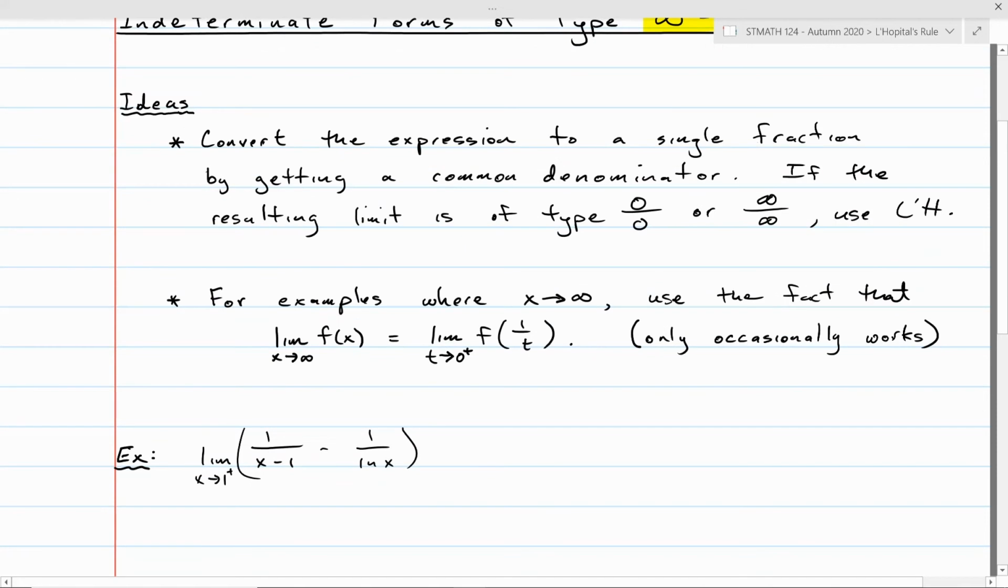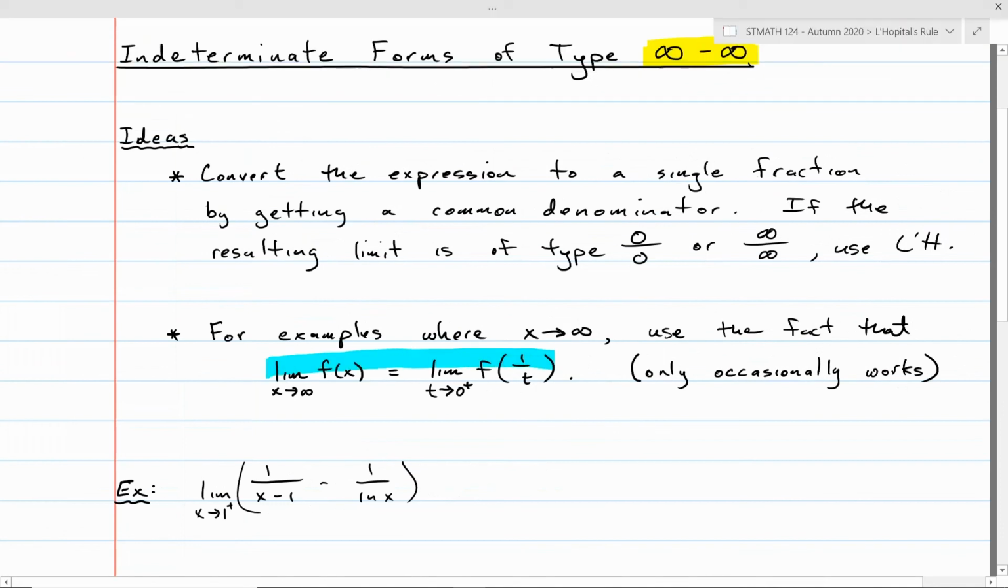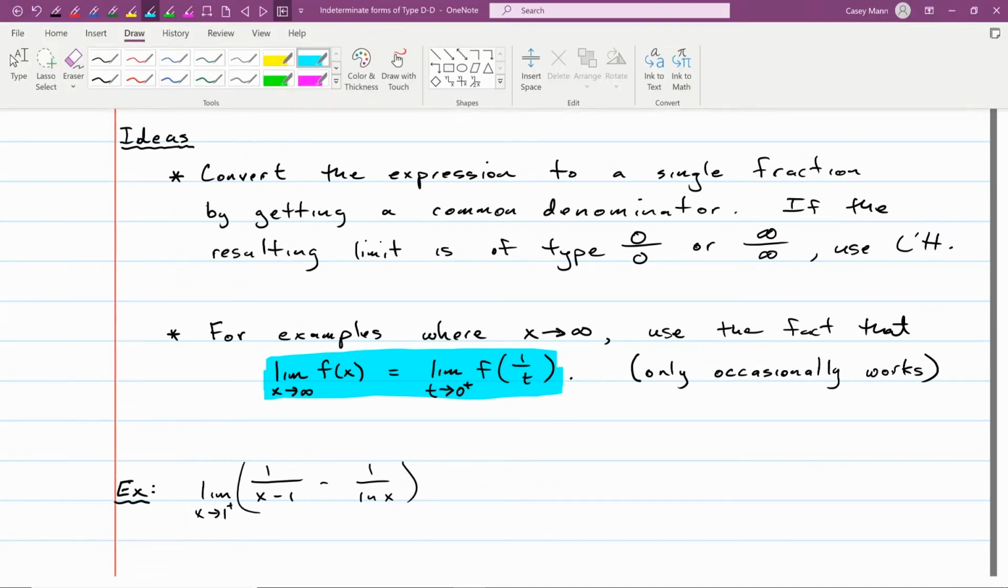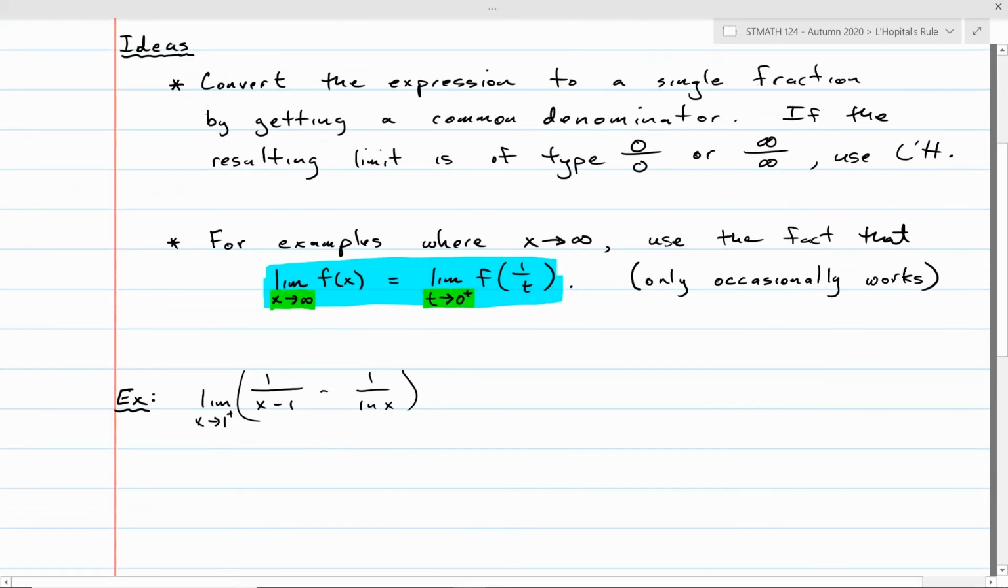If x is going to infinity in the example, one thing that you can do is use this interesting fact here, that if you're doing a limit as x is going to infinity, you can convert it to a limit as x is going to 0 on the right. See here, x is going to infinity, but here t is going to 0 on the right. So the trick is you replace x with 1 over t, and then note that as x goes to infinity, 1 over t goes to 0 from the right. This only occasionally works, but I'll give you an example of how you might be able to use it.